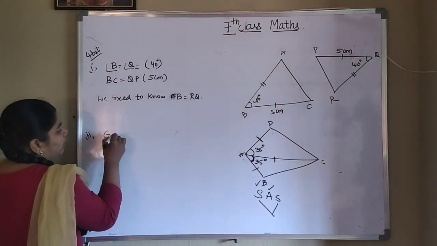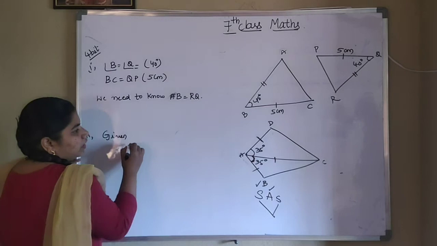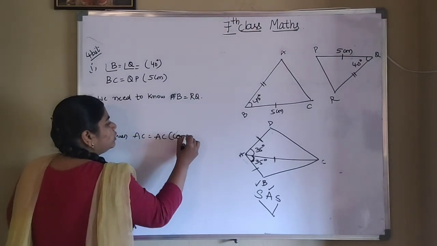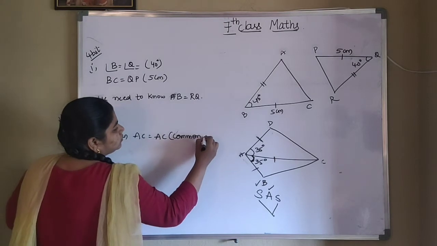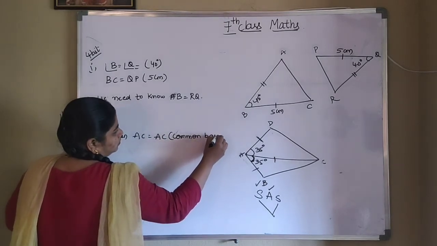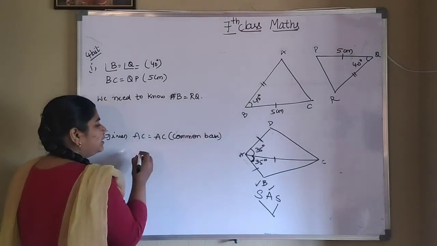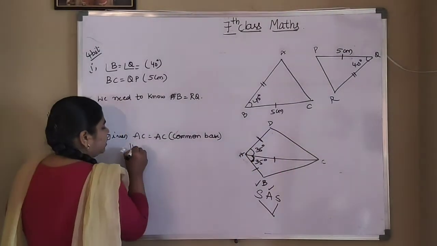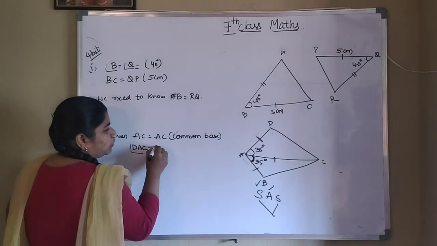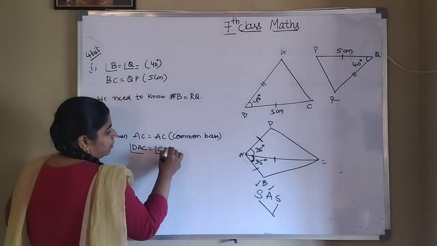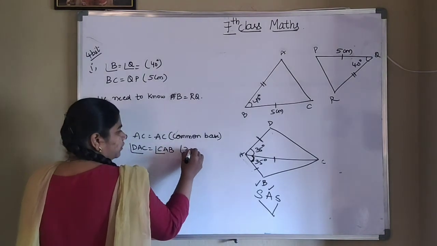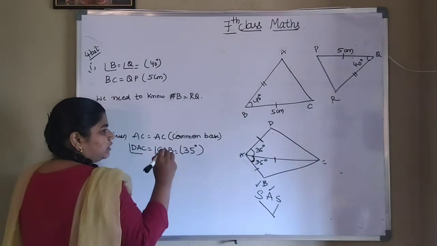They have given that AC is equal to AC, that is a common base for both the triangles. And next is the angle they have given. So angle A, this part I am writing, that is DAC is equal to CAB. CAB, so how much is that here? 35 degrees. Both are having 35 degrees.